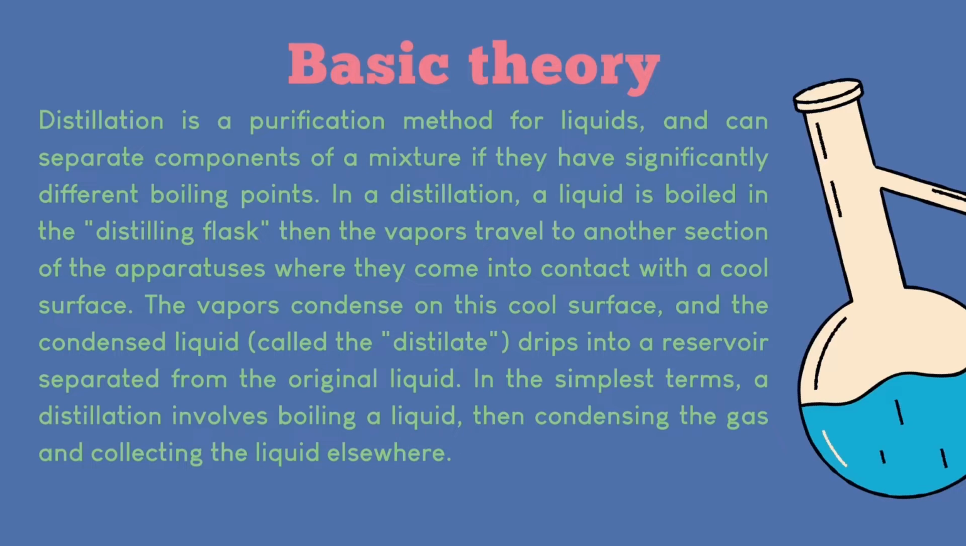Then the vapors travel to another section of the apparatuses where they come into contact with a cool surface. The vapors condense on this cool surface, and the condensed liquid, called the distillate, drips into a reservoir separated from the original liquid. In the simplest terms, a distillation involves boiling a liquid, then condensing the gas and collecting the liquid elsewhere.